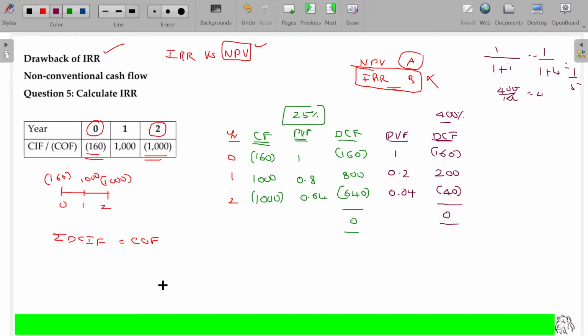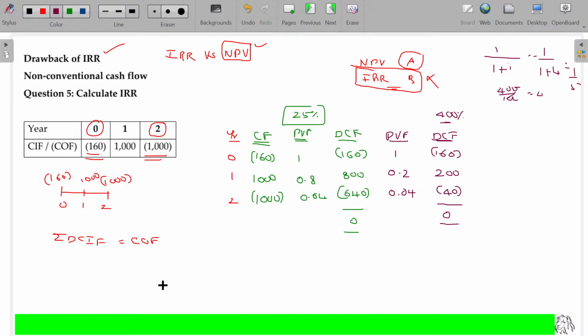So we never depend on IRR. IRR suggestion may be taken as a secondary only. Only NPV suggestion is the most important here. Clear? This question may not be asked in the examination, but for the theory, you can give this answer also.